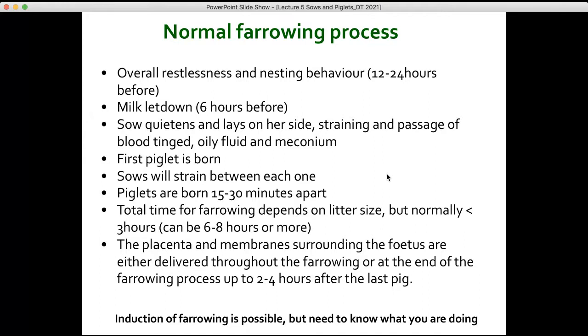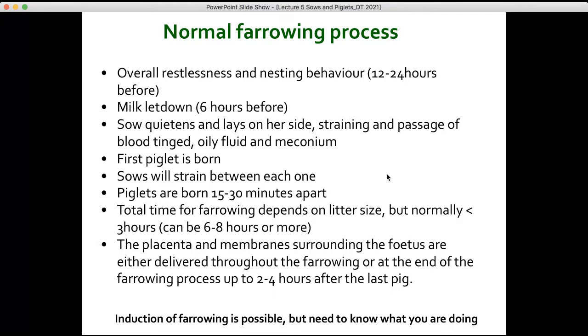Now, the problem with farrowing in sows is that often sows will like to farrow overnight. The issue with that is that generally there are no staff in the farrowing house to assist if the sow does need help.